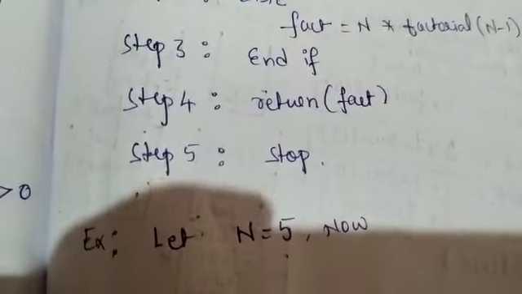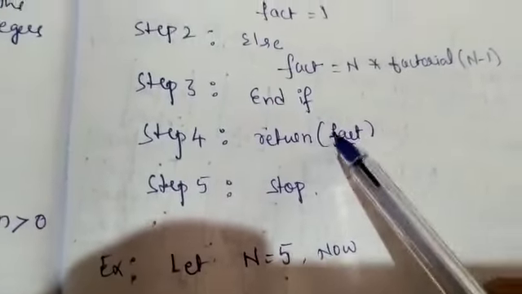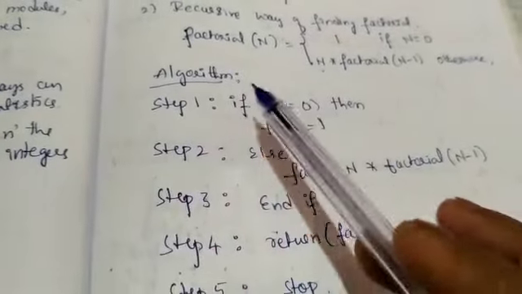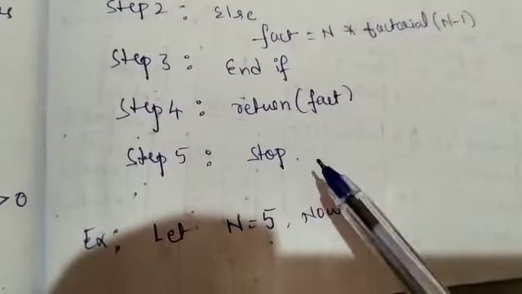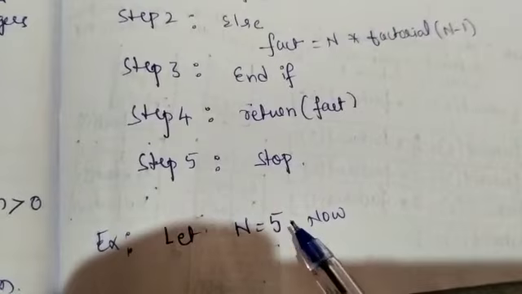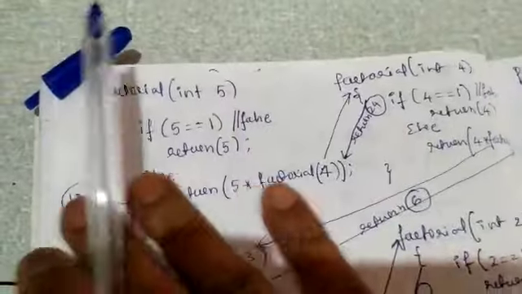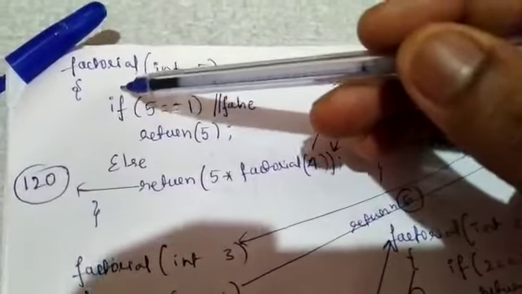Now let us try to implement the above recursive way of finding a factorial algorithm with an example. Let n value be equal to 5. Now factorial is a function, int 5.